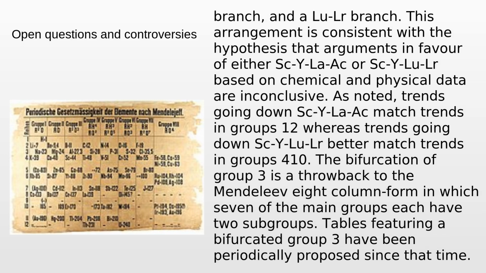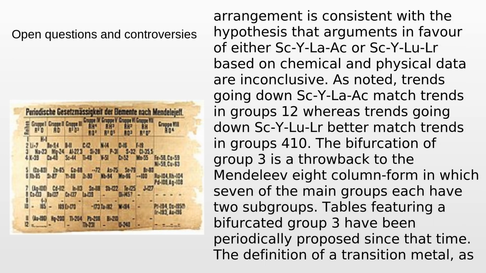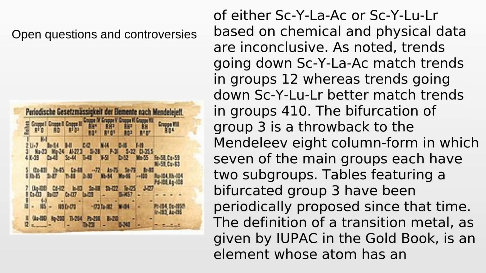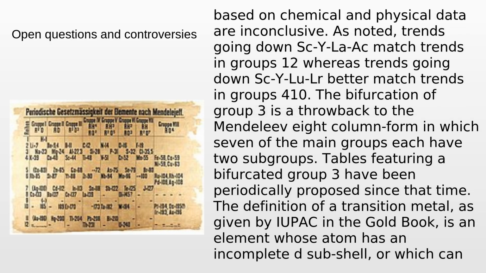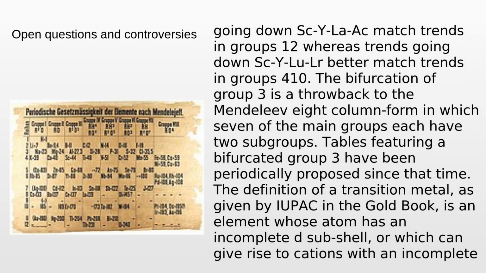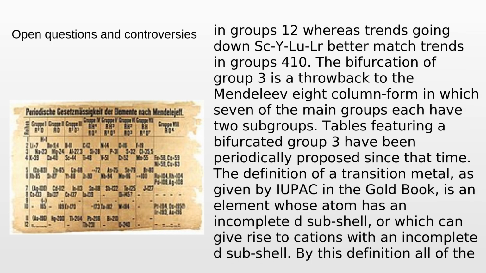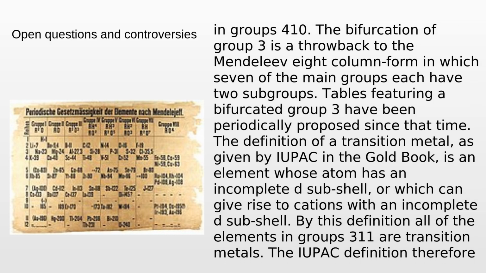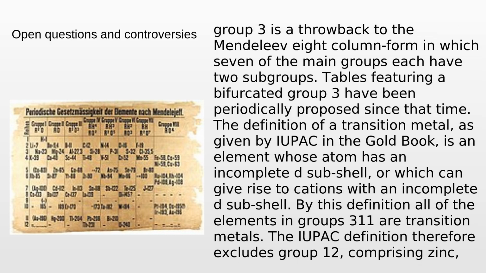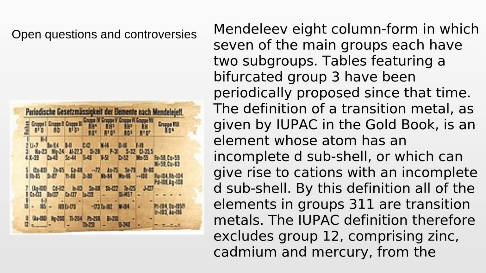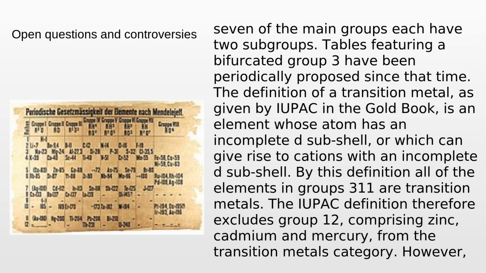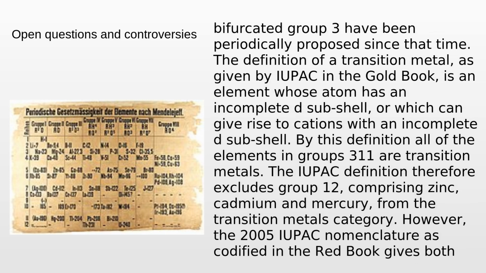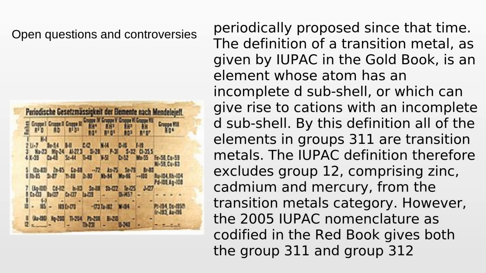This arrangement is consistent with the hypothesis that arguments in favor of either Sc-Y-Lu-Ac or Sc-Y-Lu-Lr based on chemical and physical data are inconclusive. As noted, trends going down Sc-Y-Lu-Ac match trends in groups 1-2, whereas trends going down Sc-Y-Lu-Lr better match trends in groups 4-10. The bifurcation of group 3 is a throwback to the Mendeleev 8-column form in which 7 of the main groups each have 2 subgroups. Tables featuring a bifurcated group 3 have been periodically proposed since that time.